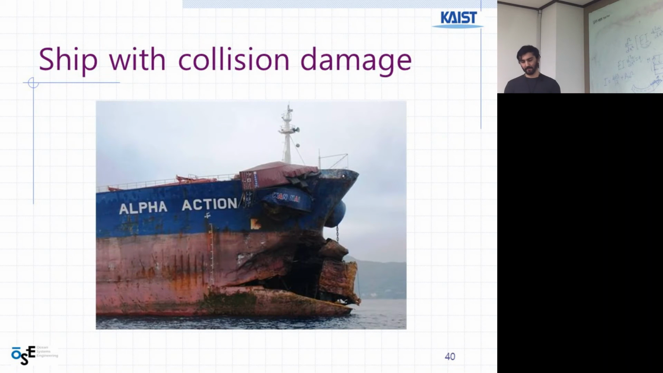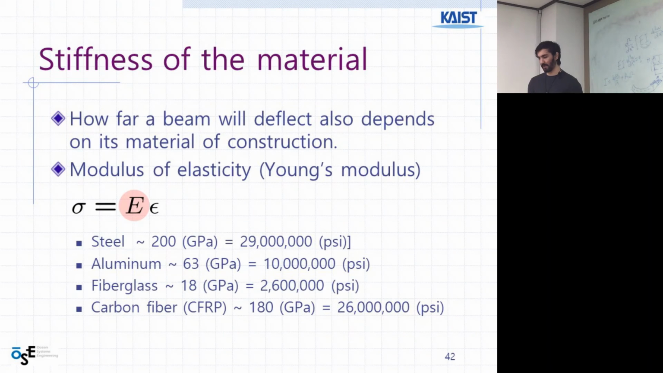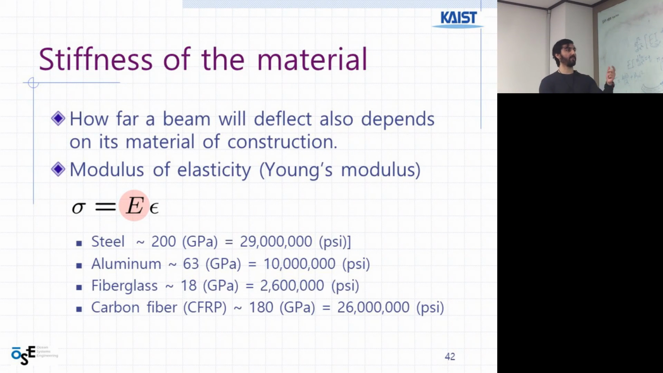Stiffness of the material. So this is about the strain. This is Hooke's law in stress-strain form. How far a beam will deflect, we can actually determine from here. But with this relationship, if we have other given values like stress and we know the material, so we know Young's modulus, we can determine strains.